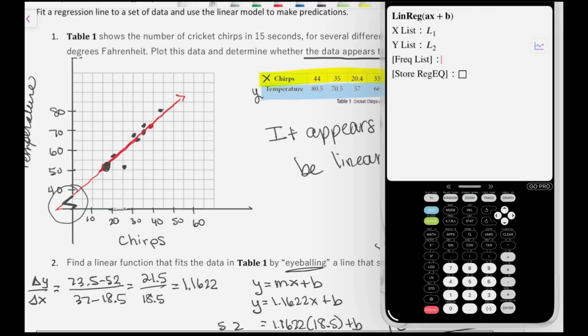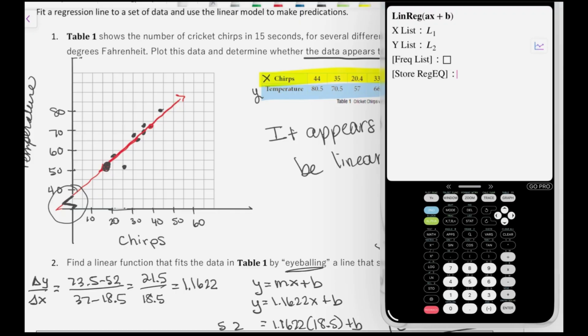Here on my main screen, it's going to tell me that the x's are the L1 column we had, the y's are the L2 column we had. Don't worry about frequency. The storing is up to you. Some calculators will have it nicely, some will not, okay? If you don't have it nicely and you want to, here's how you enter it in. You don't have to do this part, okay?